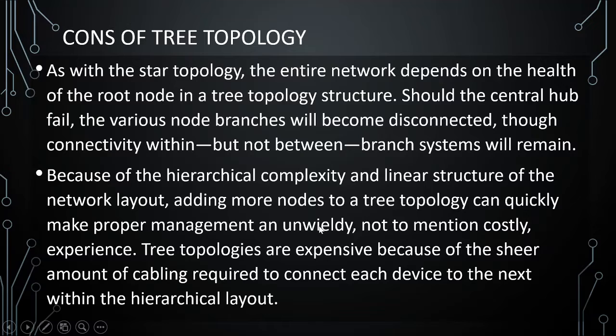What are the cons? As with the star topology, the entire network depends on the health of the root node in a tree topology structure. Should a central hub fail, the various node branches will become disconnected, though connectivity within but not between branch systems will remain.